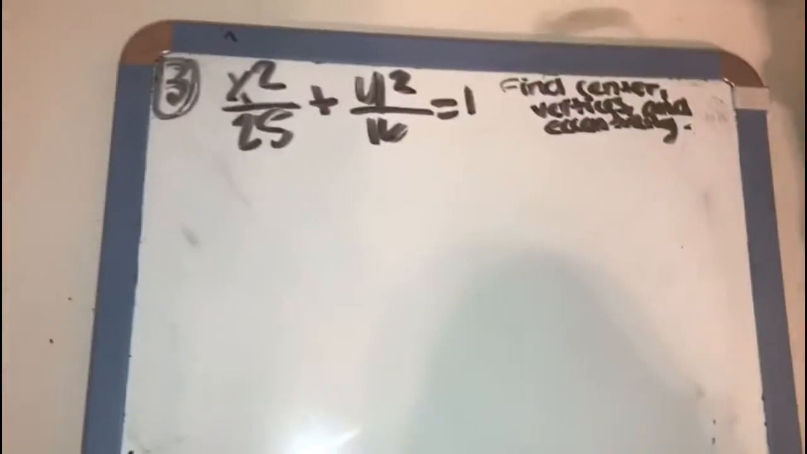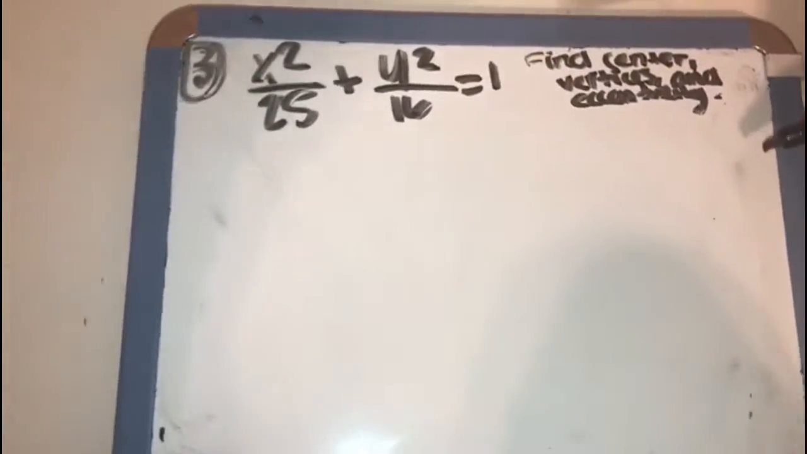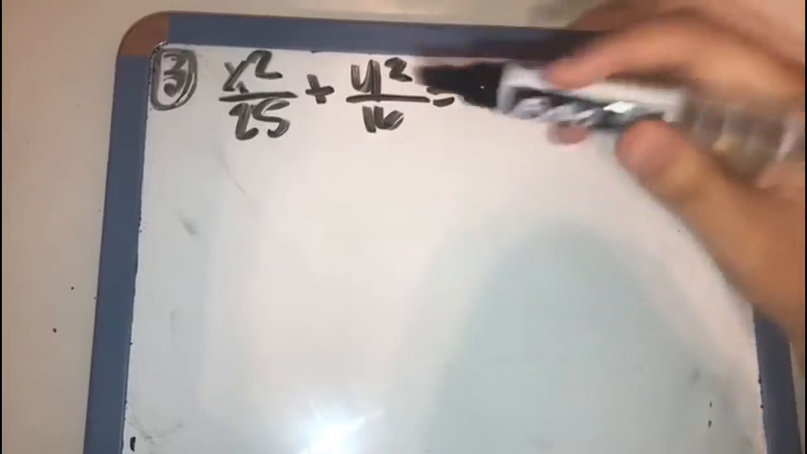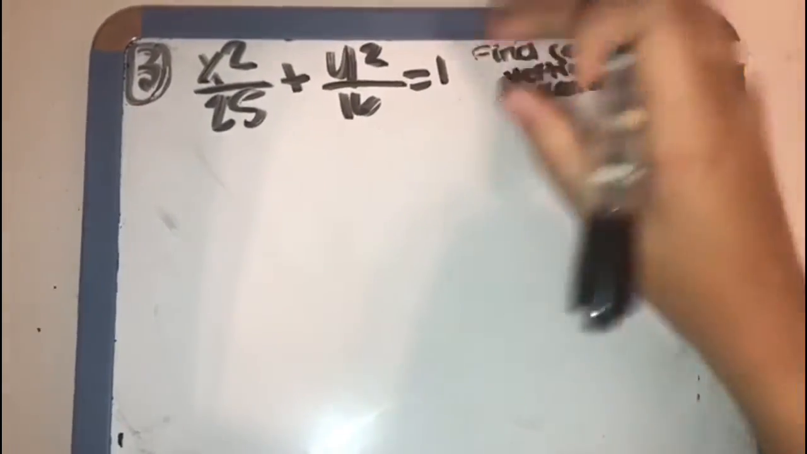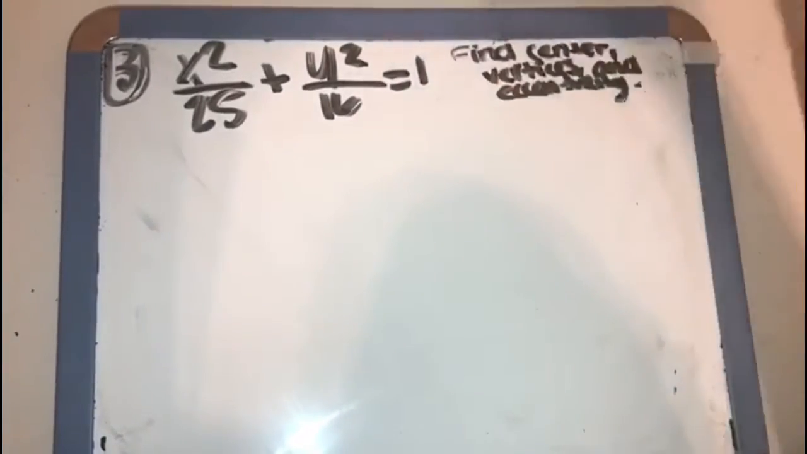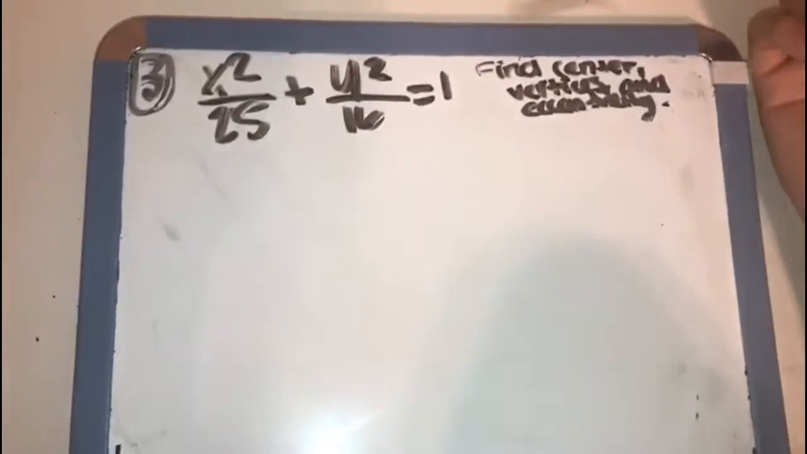Okay, so now this one is a little more like the opposite of what we were doing before. This is the third problem, and it gave us the standard form of an ellipse, and now we have to find the center, the vertices, and the eccentricity.